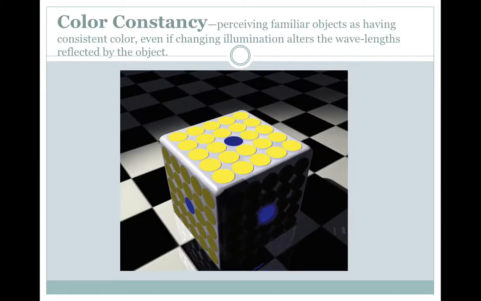The last slide is called color constancy. It's when we perceive familiar objects as having consistent color, even if the illumination changes and it alters the wavelengths reflected by light. What really seems kind of almost trippy a little bit is the fact that the three blue dots in this cube, they're actually all the same color. But because the one that has what looks like yellow dots next to it is so dark, it almost looks like a neon blue. The top one that has the most illumination almost looks navy, where the one on the side almost is like a royal blue, somewhere in between.